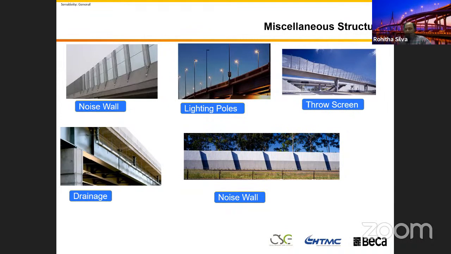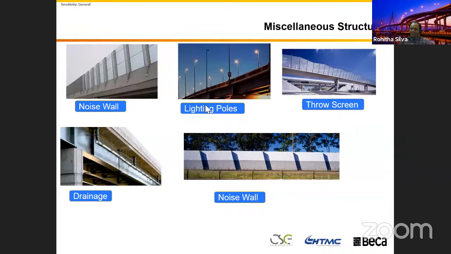So I think the miscellaneous structures you have to design. We have talked about this a few times, especially when we design the bridges. There are a lot of elements we attach to the bridges, for example noise walls, lighting poles, throw screens, and drainage. The noise wall is not on the top of the bridge, it is on the roadside. So we have to design them. There are standards we have to follow. The primary load case we are designing for is the wind load.